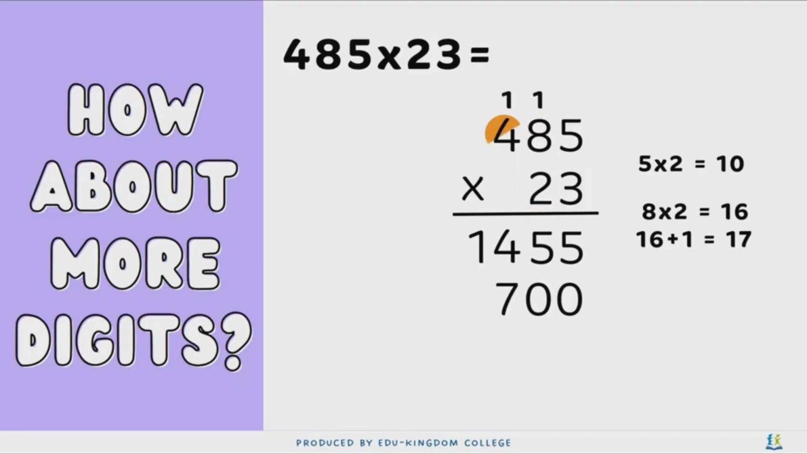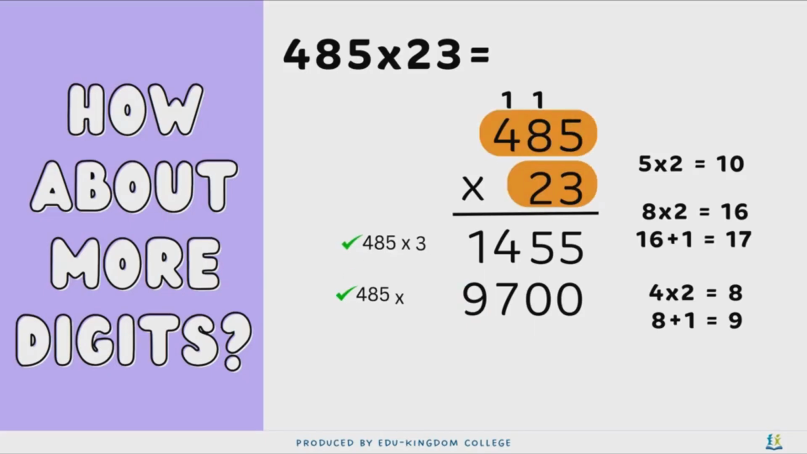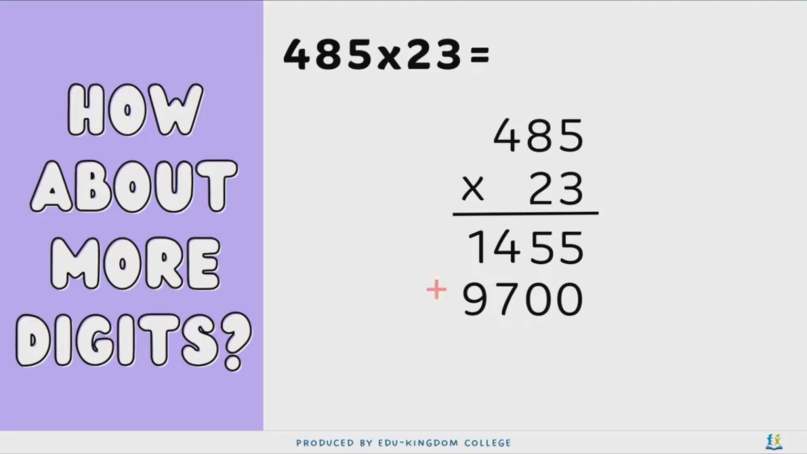And then I have lastly 4 times 2 gives me 8. 8 plus the 1 gives me 9. And then I have 9 at the bottom. Now I have 2 numbers at the bottom here. I have the 485 times by 3 and 485 times by 20. What I'm going to do is I'm just simply going to add them together.